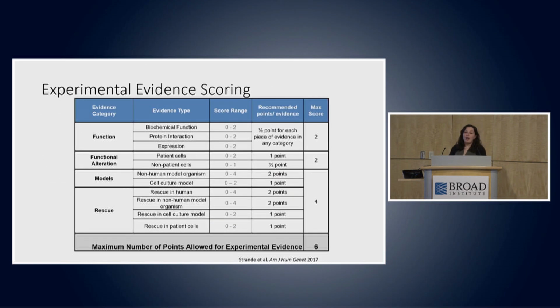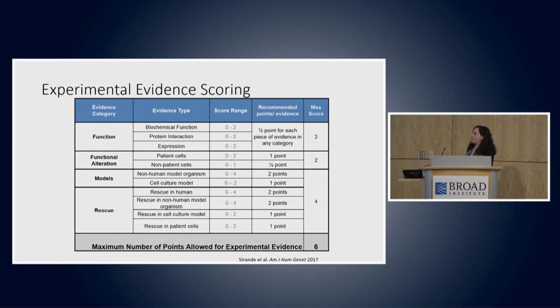So now we're going to talk about experimental evidence and scoring that. And the matrix looks kind of similar to the genetic evidence matrix here, in that you have a score range for each type of experiment, which we'll talk about, and recommended number of points per piece of evidence and a maximum number or maximum score. And the maximum score for all experimental evidence is 6 points.